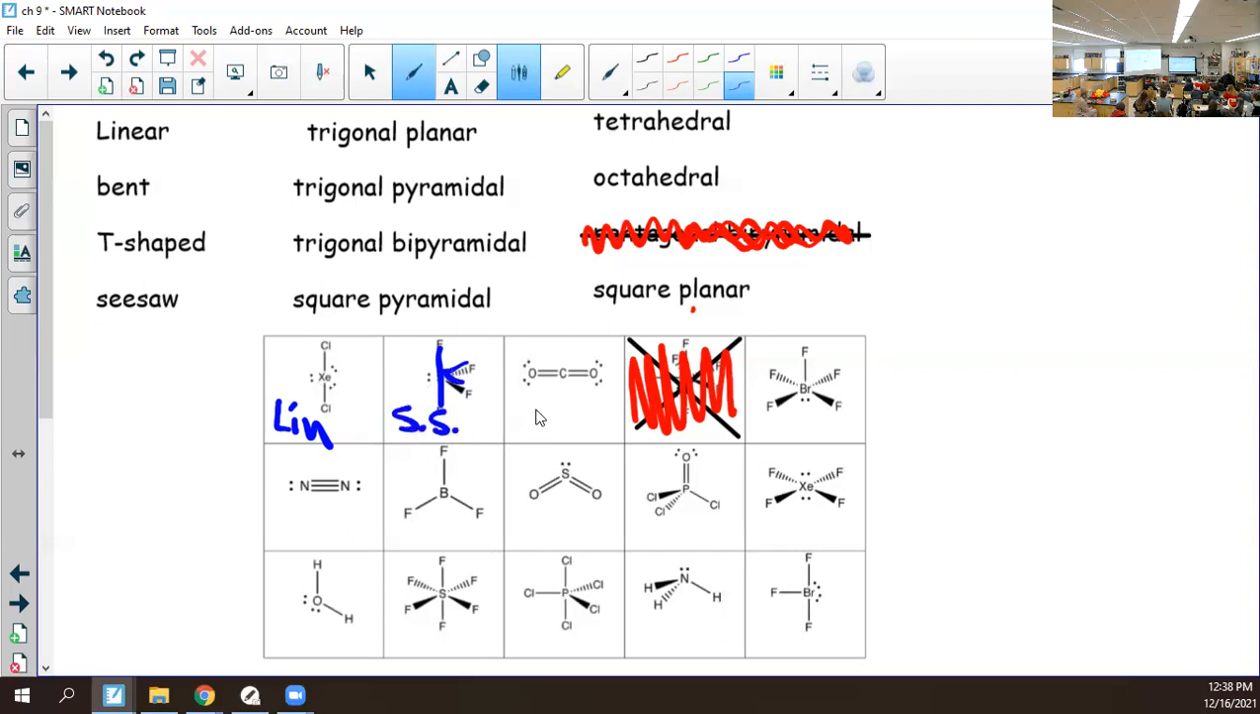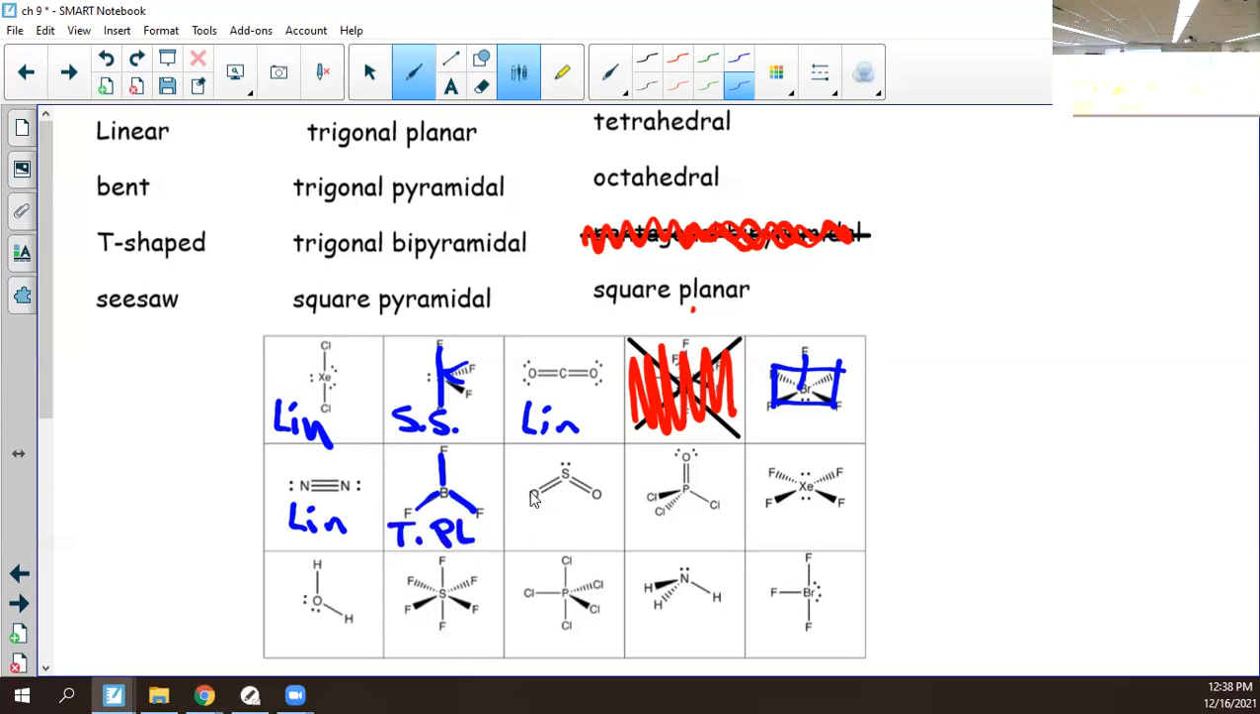What would this one be? Linear. How about over here? Square pyramidal. You okay with that? What about this one? Linear. No matter what angle you look at this, it would be a line because there's only 2 total atoms. Questions? No, never mind. All right. How about BF3? Trigonal planar. How about this one? Bent. That's the baby bent, right?